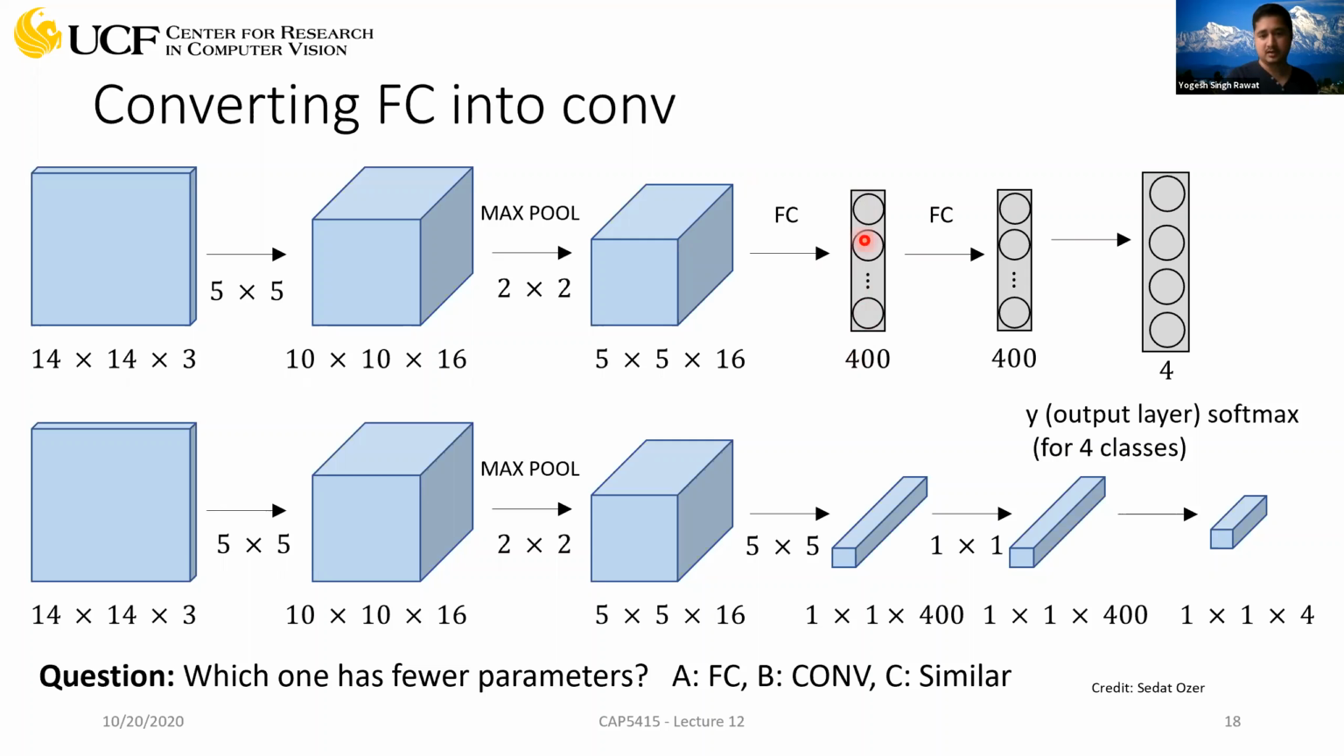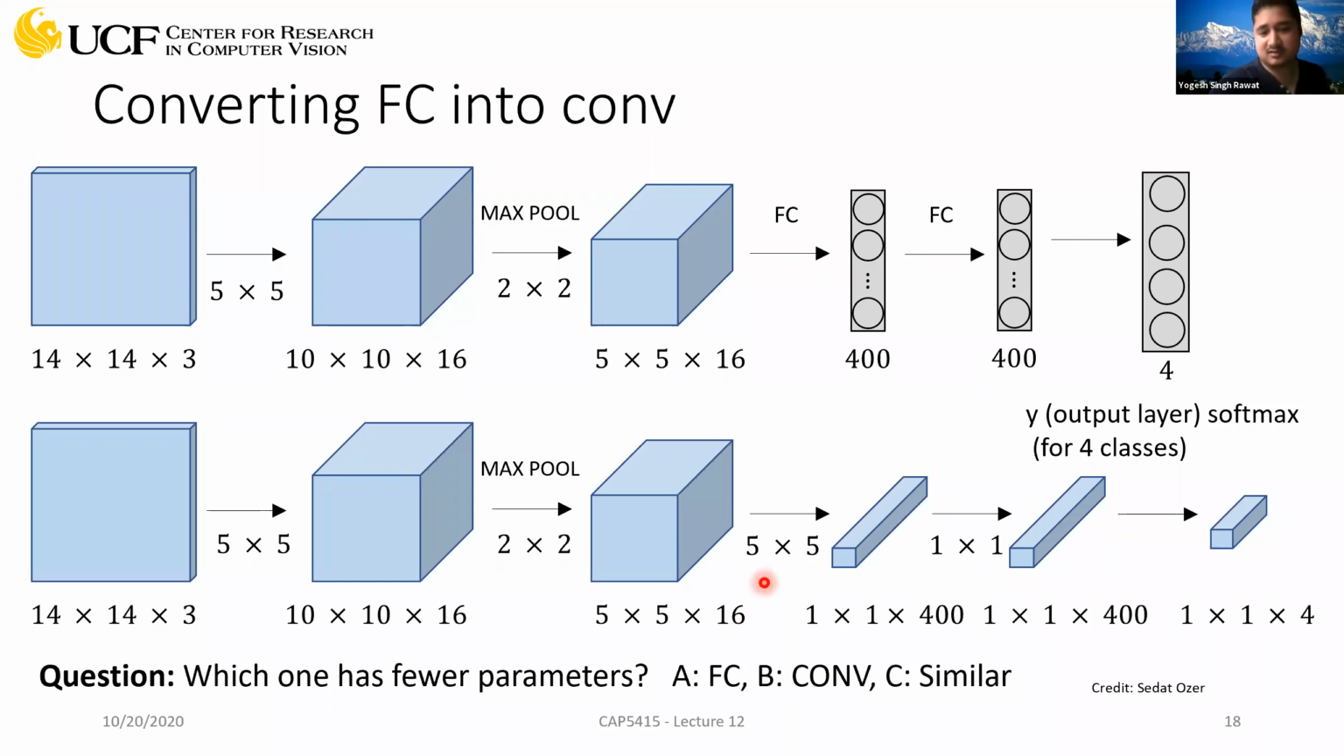All right. Now, in this particular case, you only have this convolution kernel, which is shared across all the spatial regions, right? So one convolution kernel will have 5 cross 5 cross 16. Okay, so that means it's 25 times 16.